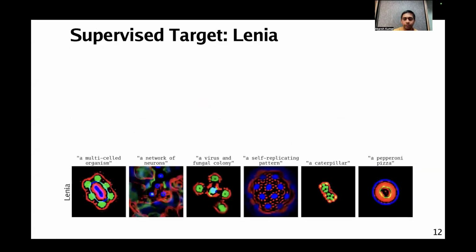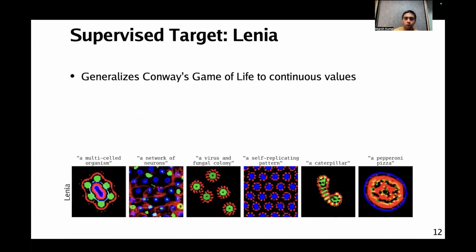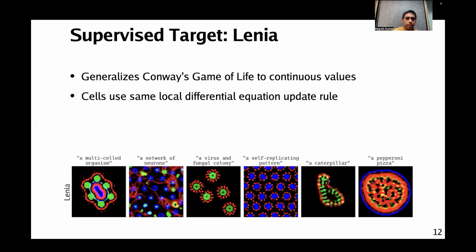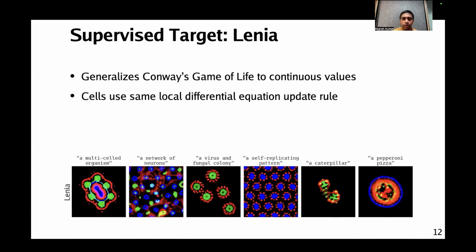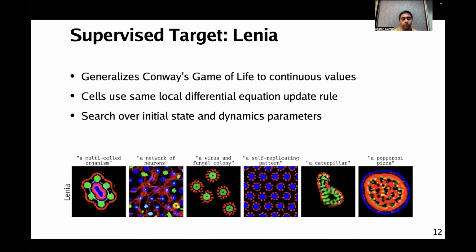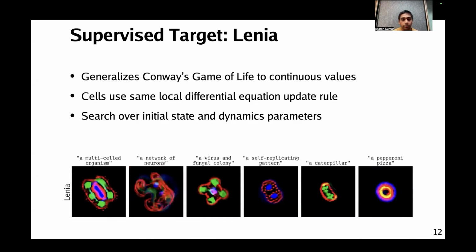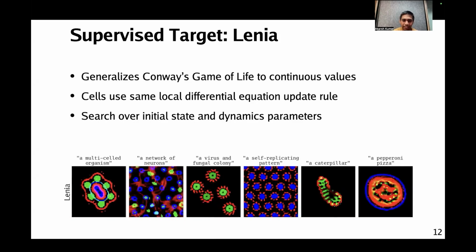So for Lenia, as you know, it was made by Bert. It generalizes Conway's Game of Life to continuous RGB values, and each of the cells in this grid uses the same local differential equation update rule. And what we're going to be doing is just searching over the initial state and the dynamics parameters of the simulation. If you do this, you can see that we can find really aesthetically pleasing results.